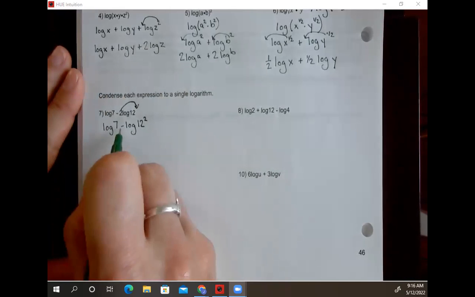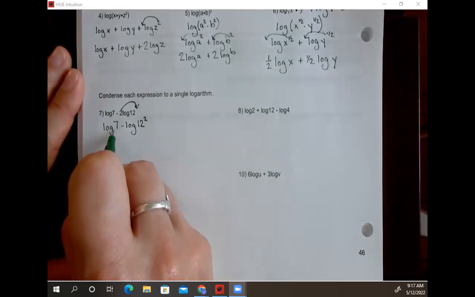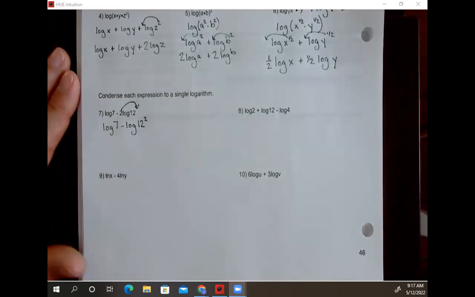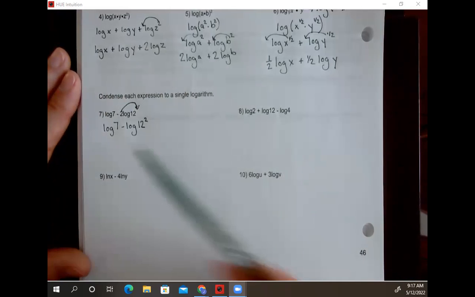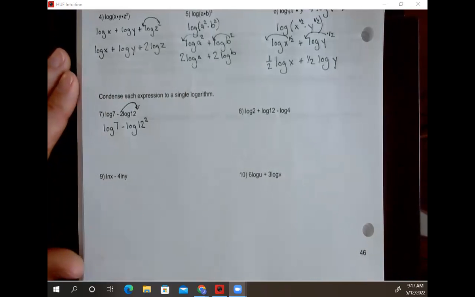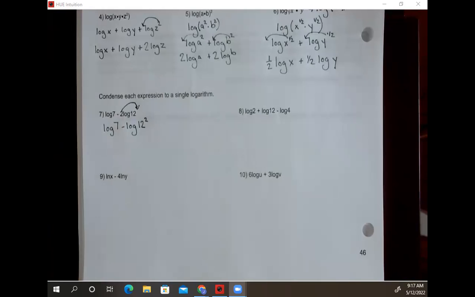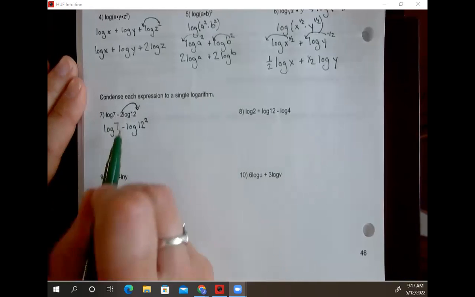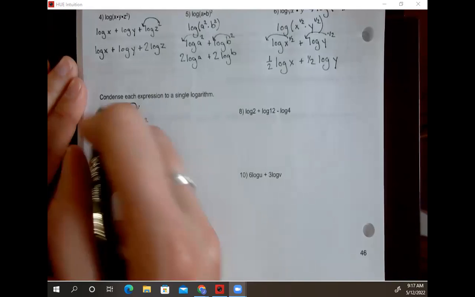And then the next thing I notice is that I'm subtracting 2 logs that have the same base. For the logs that we're working with on page 46, they're all, except for number 9, base 10, because I don't see the base written. It doesn't matter what the base is as long as it's the same. So if they were both log base 3 or log base 7 million, doesn't matter as long as the base is the same. Now I've got subtraction, so I'm going to rewrite that as division.